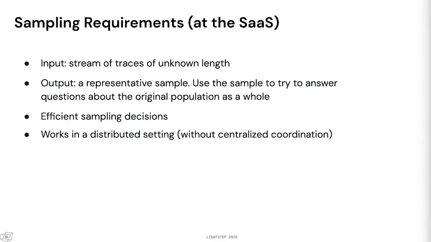And we have a few requirements also at the SaaS around sampling. So we have an input of some stream of traces of unknown length, and we want to output a representative sample. And we want to use that sample later to answer some questions about the original population. We don't know the questions we'll ask yet, but this could be any type of features that we would want to build off of this data. We want to make efficient sampling decisions. We don't want to be spending too much time actually flipping the coin to decide whether or not to keep a trace. And we want to make sure this works in a distributed setting. So there's no centralized coordination between different sampling locations. We want to make sure each decision is made on a local basis.